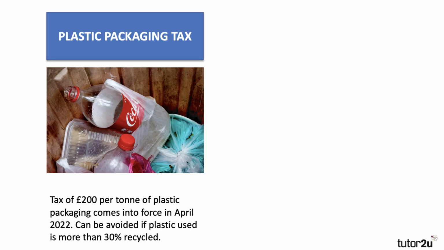Some examples of interventions. I'm sure you'll study many of these ahead of your exams. The UK government is bringing in a new plastic packaging tax. That's going to be £200 per tonne of plastic by weight for things like bottles and bin liners and ready meal trays, etc. Plastic packaging used in farming and industrial processes. £200 per tonne, you can avoid the tax if the plastic used is more than 30% recycled. This is a tax on manufacturers who use plastic rather than the final consumers.